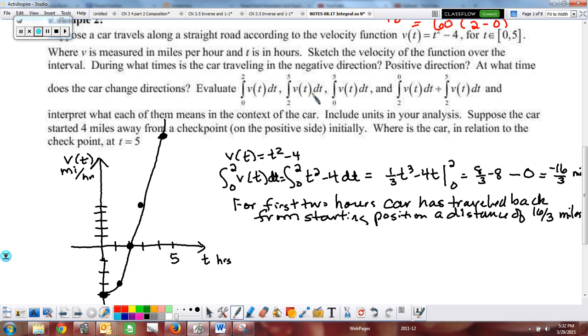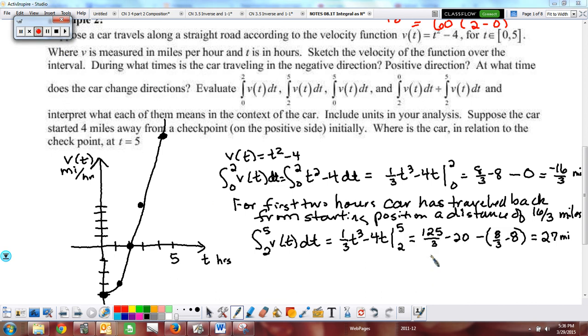So they went in this backwards direction for 5 1/3 miles. Okay. Then we take a look at 2 to 5. And we start to see that we can skip the middle step and go straight to 1/3 t cubed minus 4t evaluated from 2 to 5. Now, the plug and chug of getting your answer, just go ahead and find it. All right, so plugging and chugging, put in your 5, put in your 2, subtract, your answer is 27.